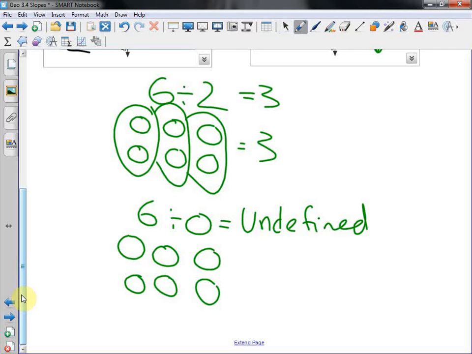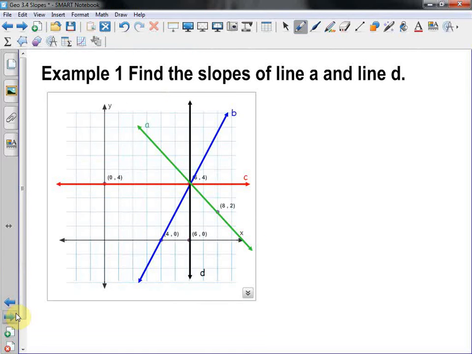Calculators just say error, error, right? So that's what calculators do. All right.